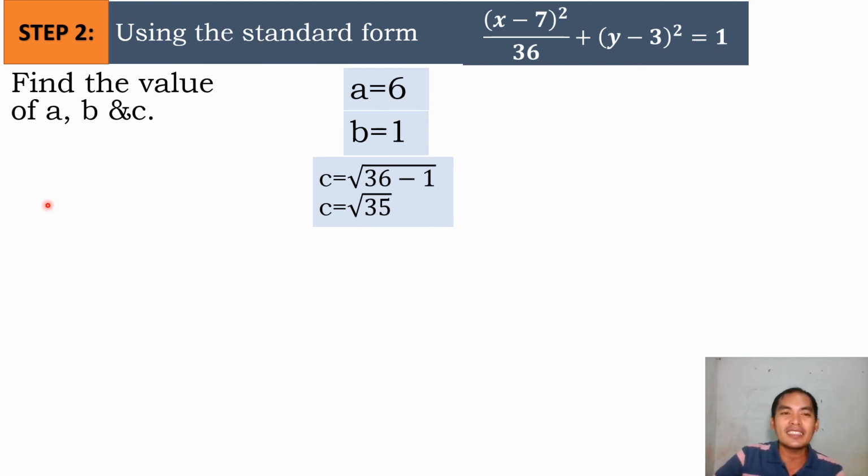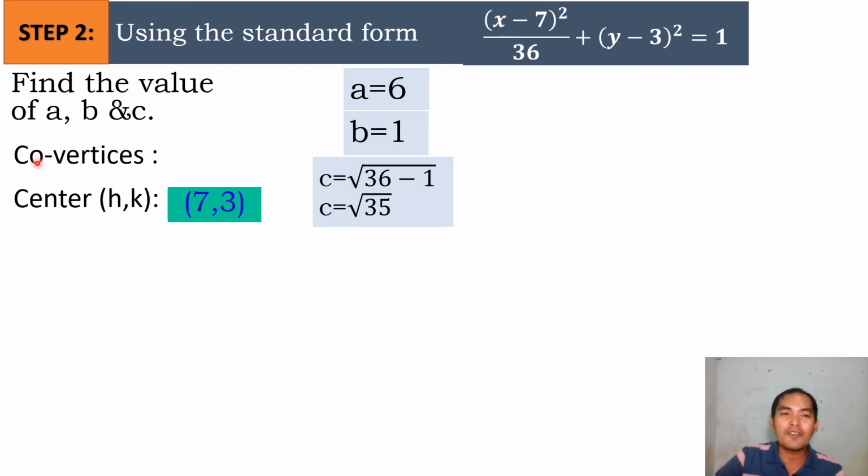Then, our next is, copy now the center. Our center is, the opposite of negative 7 is 7. And opposite of negative 3 is 3. So, 7, 3. To get the coordinates of the co-vertices, ang variable na may malaking denominator ay x. Yun ang kokopyahin sa x. Ang sa y, we have k plus or minus b. Okay? So we have 7, 4, we have 7, 2.